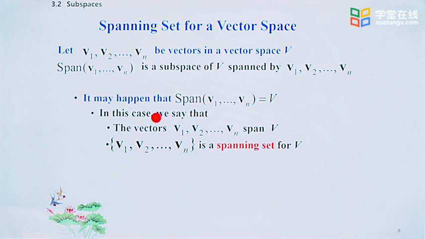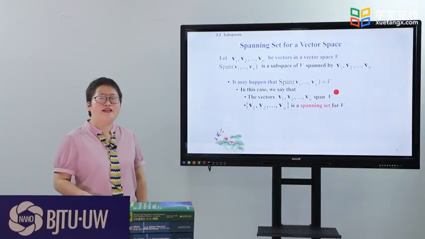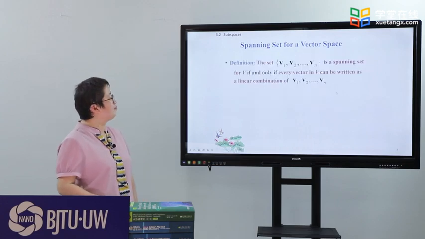It may happen that the span just equals the whole space V. In this case, we see that the vectors V1, V2 till Vn span the whole set V, and the set of given vectors V1, V2 till Vn is a spanning set for V. So the spanning set means these vectors can span the whole space.